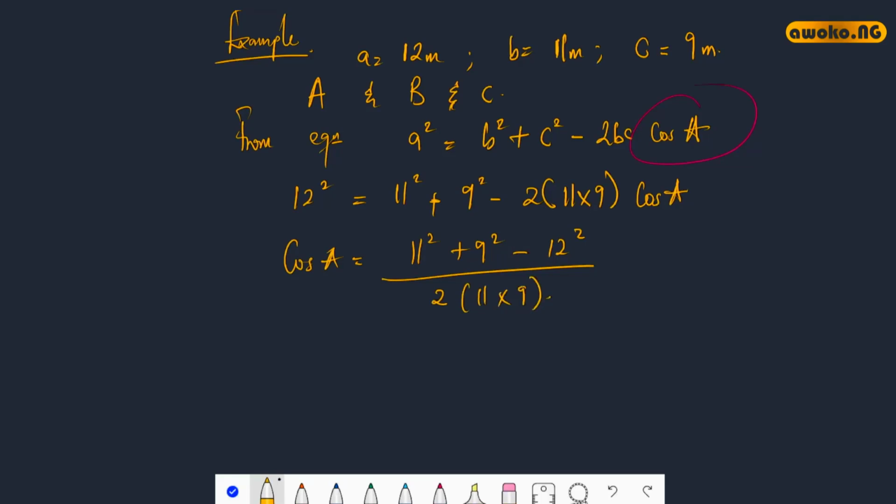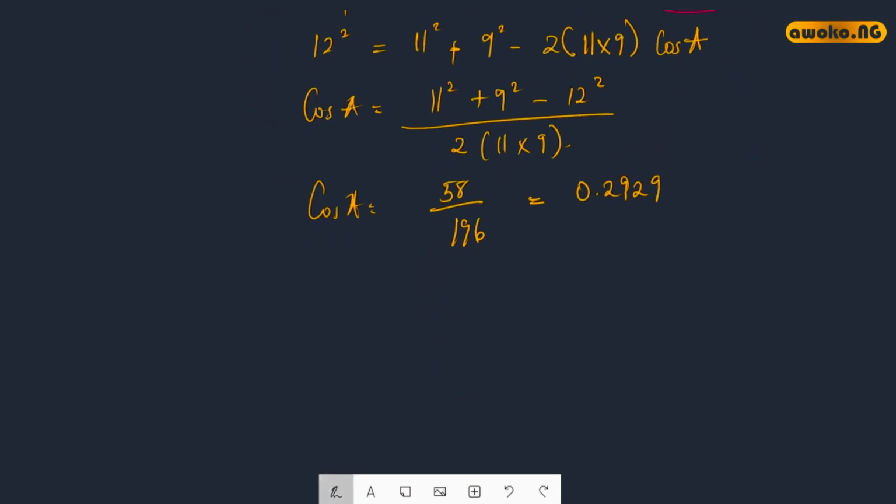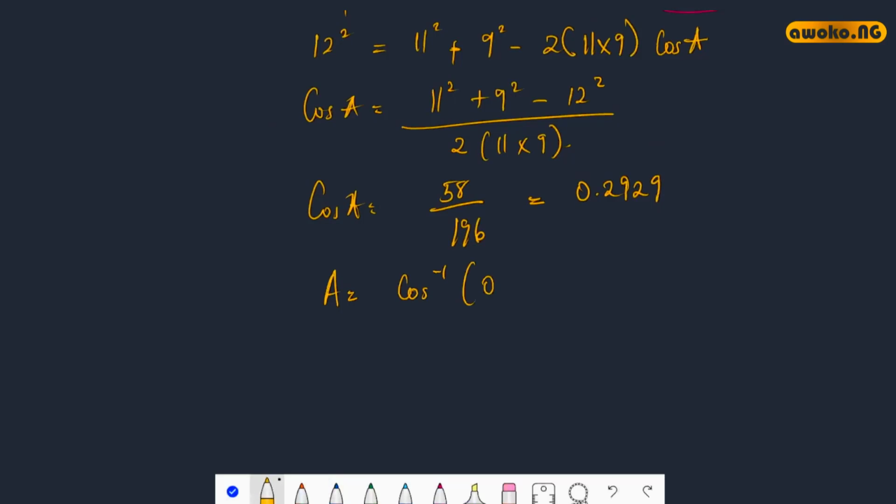If we simplify this further, we have that cos A is equal to 58 over 196, which is equal to 0.2929. And if we want to make A stand alone, A will be equal to the cos inverse, or the arc cos, of 0.2929, and A will give us 72 degrees 58 minutes. Is that okay? So this is the angle A.